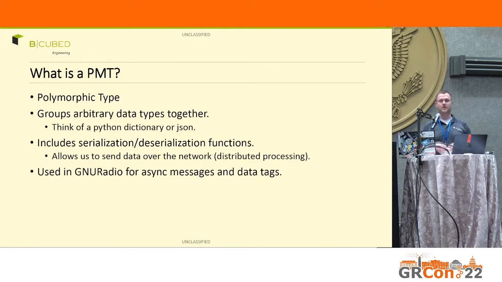There are also serialization and deserialization functions, because we may want to run a flow graph or a set of flow graphs on multiple nodes and be able to transfer the data easily between them. And so the goal of PMTs is to make that really easy. In GNU Radio, there are two primary uses for PMTs right now. One is for asynchronous messages. Those are transferred using PMTs. And then the data tags: you have your main data stream, and there's a parallel tag stream, and the data in that tag stream is also comprised of PMTs.